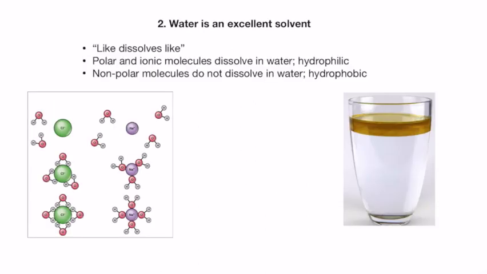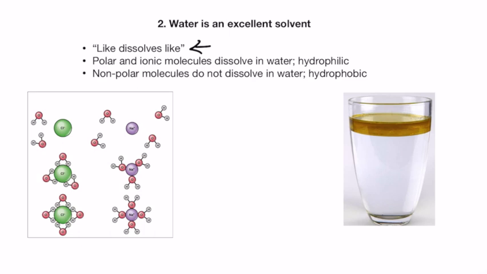Water is an excellent solvent. So we just said that water is a polar molecule. In chemistry and biology, we like the saying, like dissolves like. So a polar substance will dissolve in a polar substance. In the case of water, water not only dissolves polar substances, but ionic molecules as well. So if something is polar, it'll dissolve in water. If it's ionic, it'll dissolve in water.